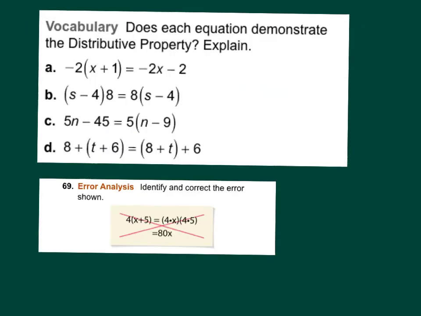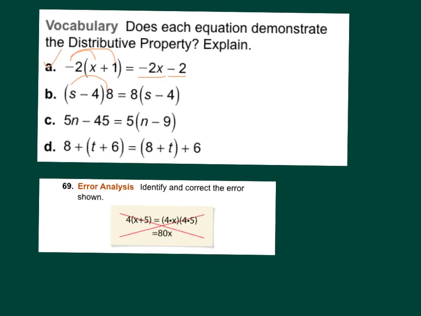All right. Vocabulary. Does each equation demonstrate the distributive property? Okay, so just a quick double check. Negative 2 times x is negative 2x. Negative 2 times 1 is negative 2. So that one's a good one. All right, this one doesn't distribute, but are these equivalent to each other? Okay. But do they demonstrate the distributive property? Okay, no, because the distributive property actually multiplies the outside number. Okay, so this does not demonstrate the distributive property.